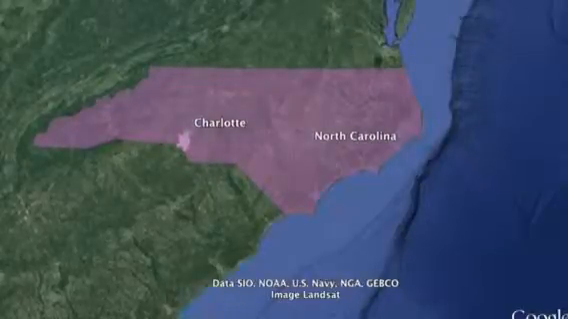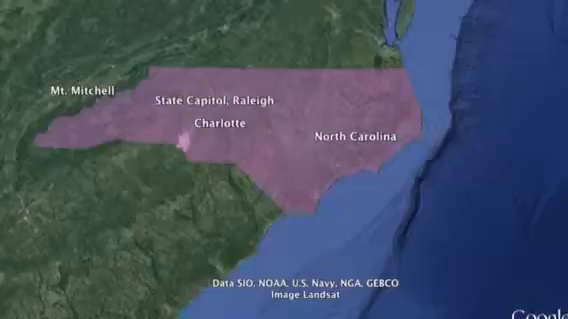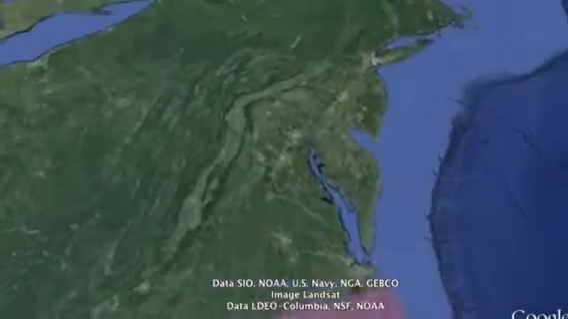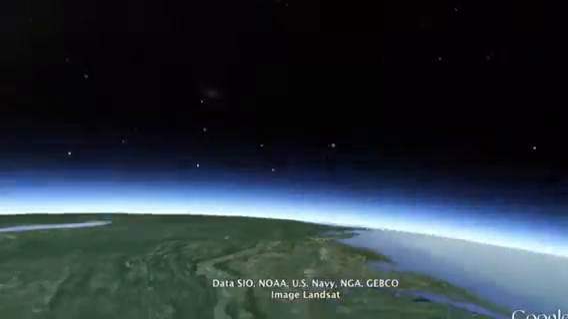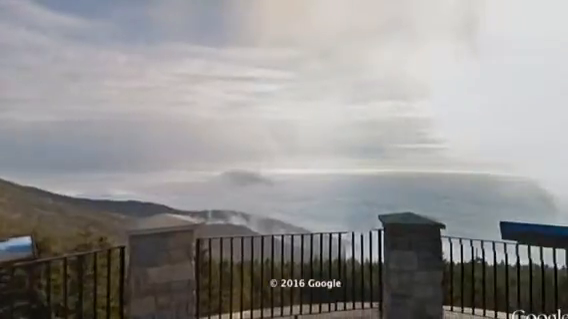One of them is Mount Mitchell. Mount Mitchell is the highest mountain in North Carolina, the state capital in Raleigh, and Cape Hatteras at the coast. So let's see what these places look like. Here, this is a street view of Mount Mitchell, and we can look around.